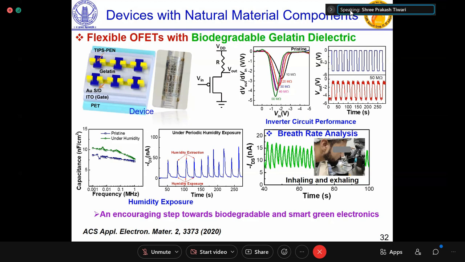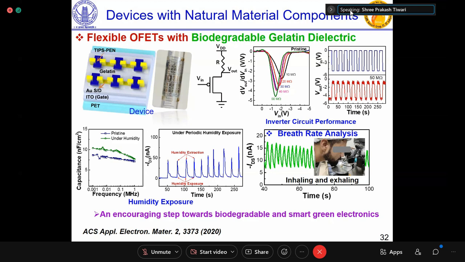So this is one unique advantage, where these devices could show performance which can be very useful in real-time breath analyzing. And this is in fact something which gives the transistors an edge towards smart devices.